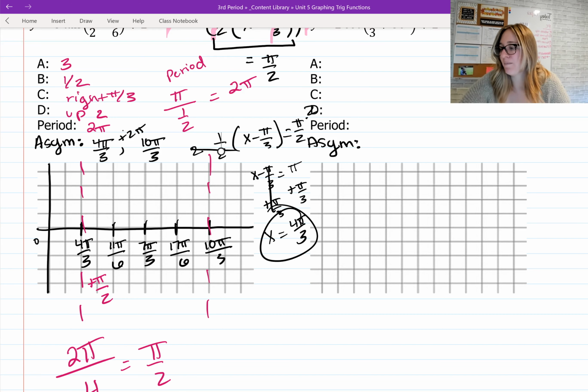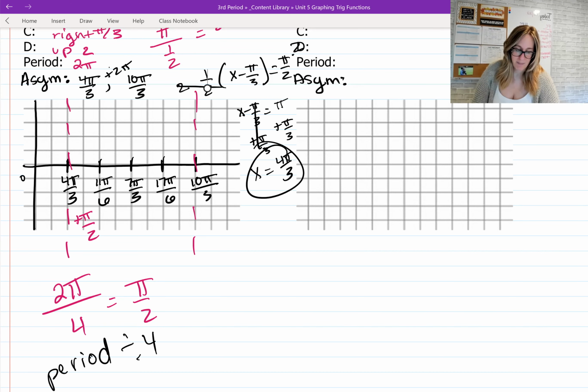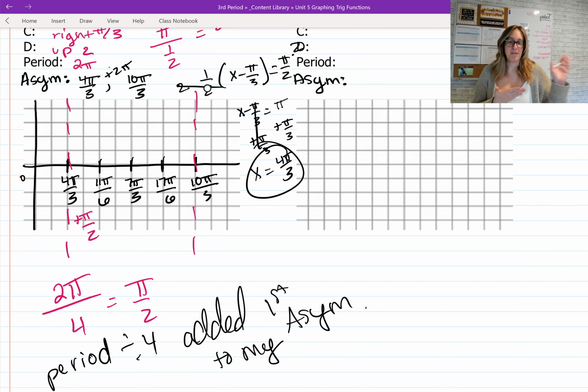Hold on, I'll roll that up for you guys so you can see it. Just to recap, I took my period, divided it by 4, and then added that number to my first asymptote. And then I just kept adding. That's how I got all my points.